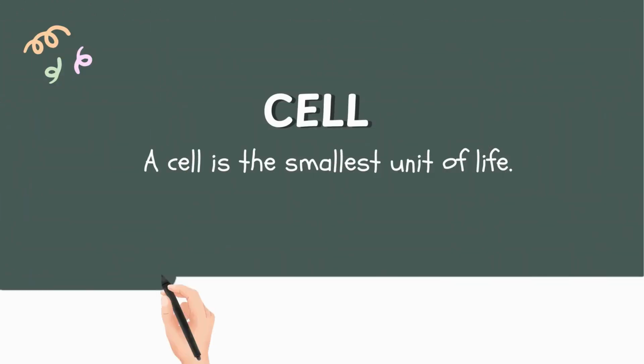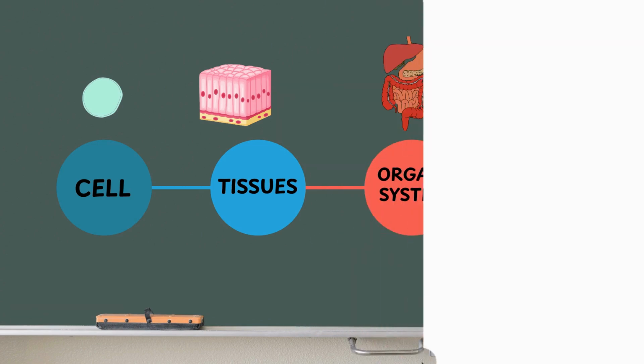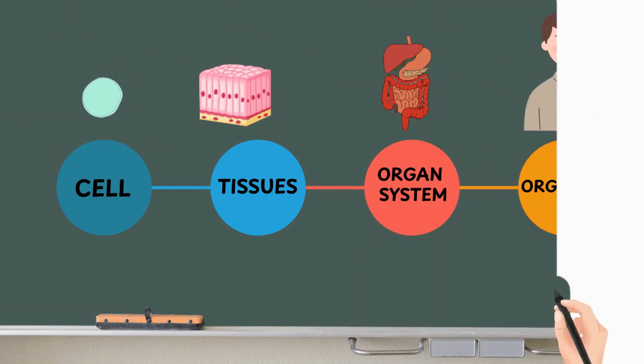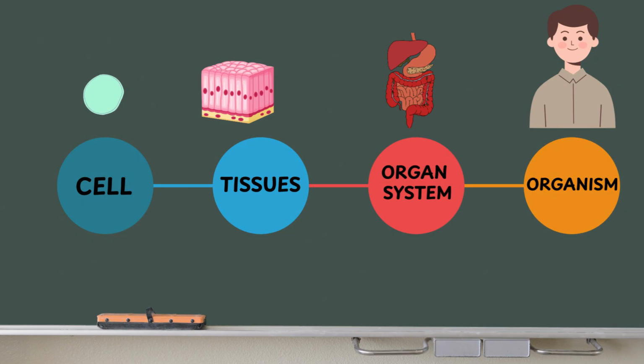What is a cell? A cell is the smallest unit of life. Cells form tissues, tissues form organs, organs form organ systems, and the organ systems together form an organism. There are two major types of cells, prokaryotic and eukaryotic.